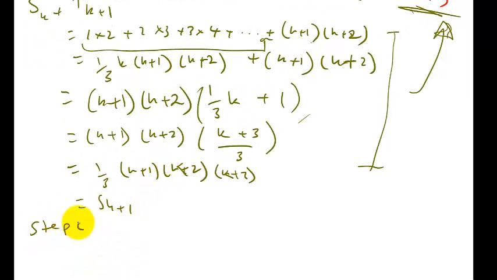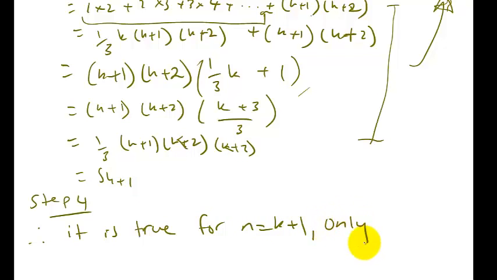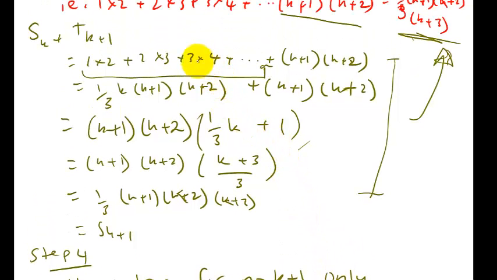Step 4. For now, I'm just going to write therefore. Actually, I'll write the full proof right now, but like I said, you don't usually require it. Therefore, it is true for n equals k plus 1. See, it's true for n equals k plus 1 only if it was true for... look what you did there. Look from that line to that line. What did you do there?